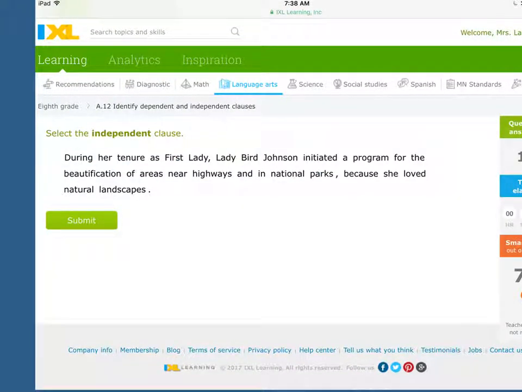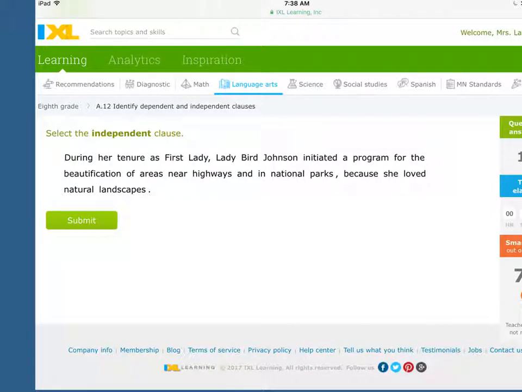All right, looking for independent clause again, and this one's trying to make it really long so it confuses us. During her tenure as First Lady, now here's the thing with this one, you might think that it's going to break there, and it would for a phrase, but during her tenure as First Lady, that doesn't have any verb at all. So it's not a clause.